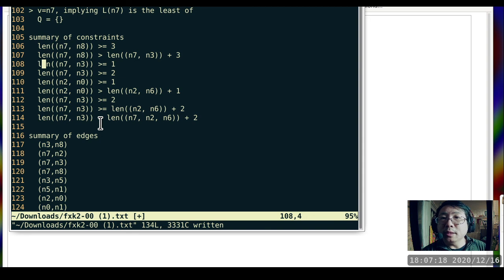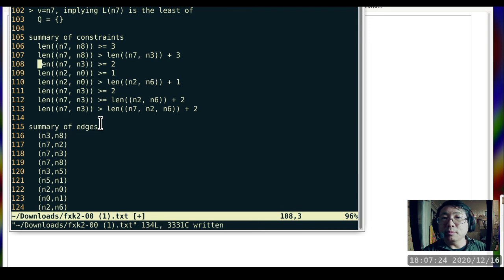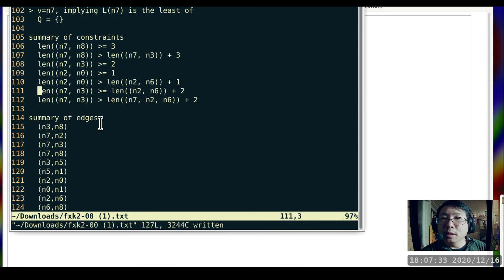Because the length of n7 to n3 has to be greater than or equal to 1, and it also has to be greater than or equal to 2, so this one is redundant. Greater than or equal to 2, greater than or equal to 2, so we only need one of them.